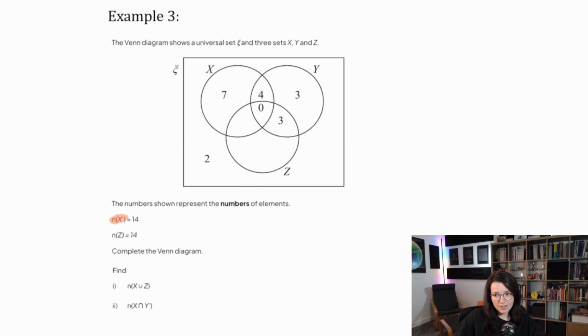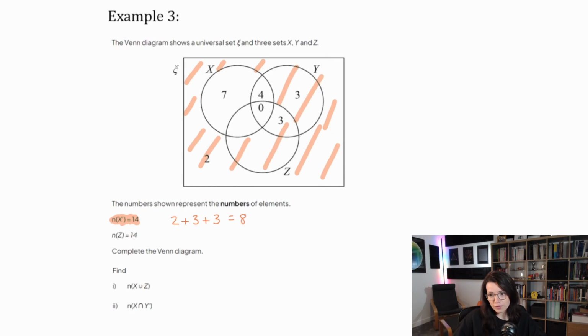If we just highlight what that means, it means that anything outside the X circle, the number of elements there is 14. At the moment, we've got 2 and a 3 and a 3, which are already highlighted as not being in X. So that is 8. Means we can work out the missing number in that orange section. If we do 14, take away 8, that gives 6. So a 6 has to go in there.